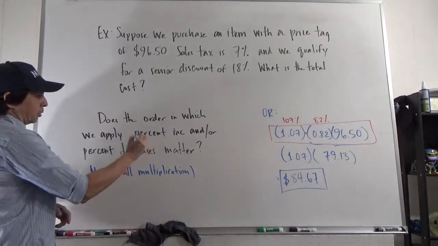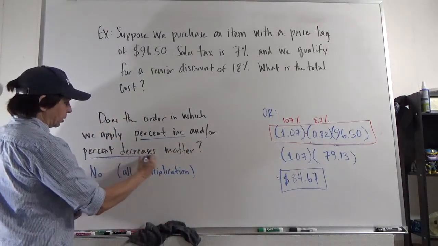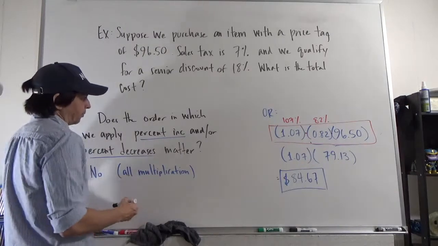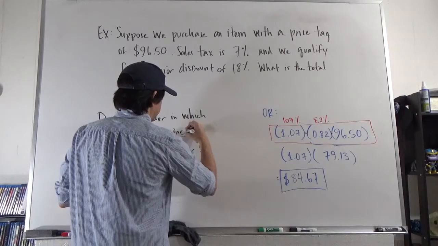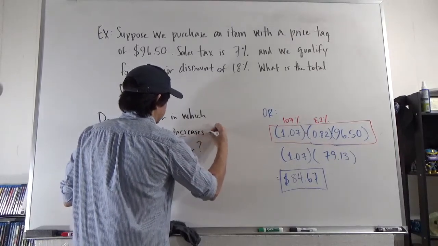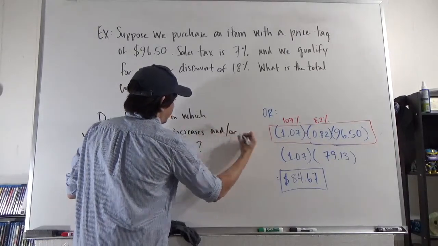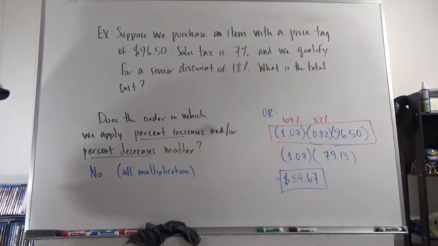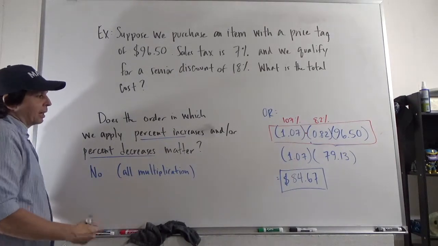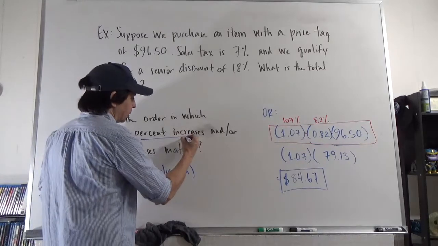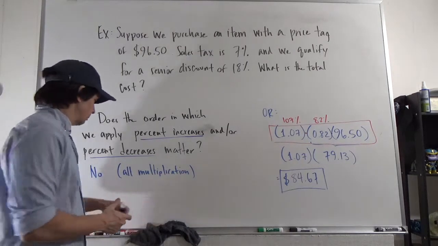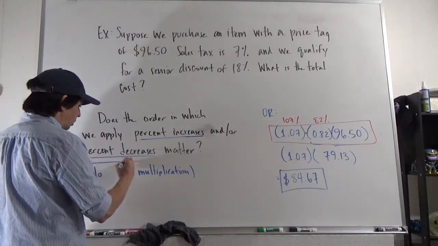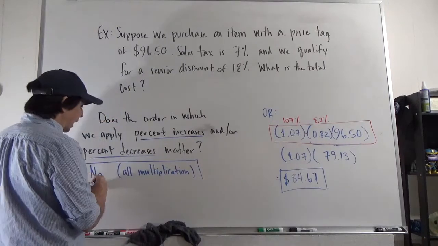That only applies to percent increases and percent decreases. Why did I abbreviate one but not the other? I'm getting lazy. So if you're applying several percent increases and percent decreases in this way, the order that you apply them does not matter. That's for percent increases and percent decreases because it ends up being multiplication. Okay, and like I said, this is not super important that you know this. It's more of an interesting fact.